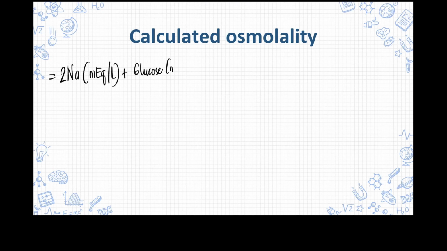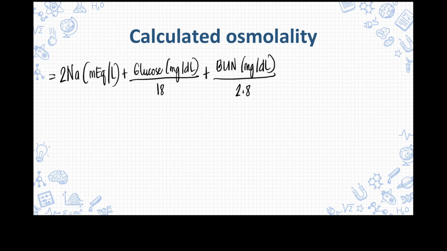So this is in conventional unit. If you want to convert it to SI unit, just divide it by 18. That would now be in millimoles per liter. Add the BUN. This is also in conventional, so to convert it to SI, we have to divide it by 2.8.